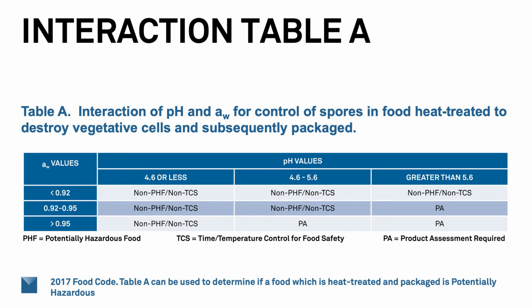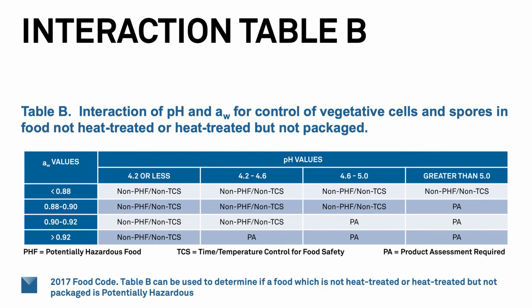And you'll notice that when we have a higher pH, then our water activity has to be lower. So if you look here, it says greater than 5.6 pH. The water activity needs to be below 0.92. Now, as you move to the left on pH, which means you're decreasing the pH, you notice that our allowable water activity limit is actually going up. So we're able to raise that to 0.95.